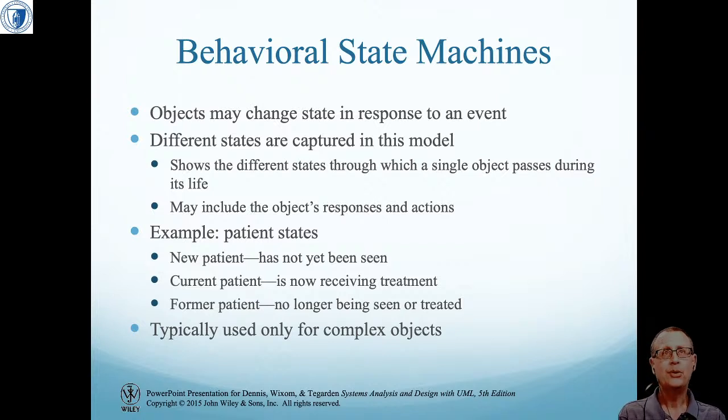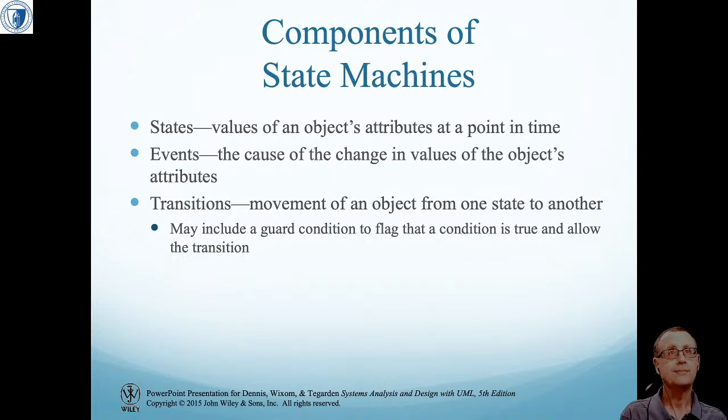So the third sort of UML diagram that this chapter introduces are state machines. Right? So objects change state in response to an event, and you have to capture those different states in the model. And here's an example with the patient. They can have a new patient, a current patient, or a former patient. And state machines are usually only used on complex objects.